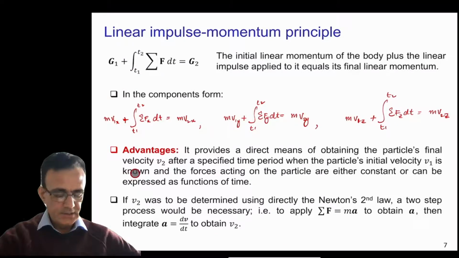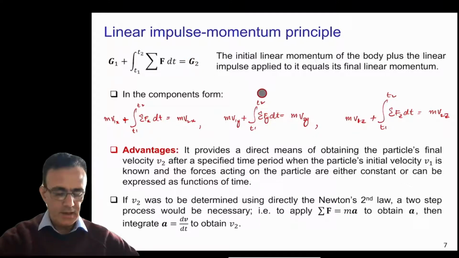So the advantage of this is that it provides a direct means of obtaining the particle's final velocity v2 after a specified time period when the particle's initial velocity v1 is known, and the forces acting on the particle are either constant or can be expressed as a function of time. So as you can see in this equation here, if you know the initial velocity and you know the force, then you can calculate the final velocity directly.